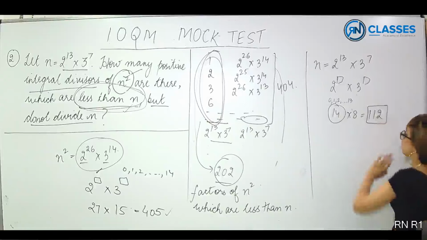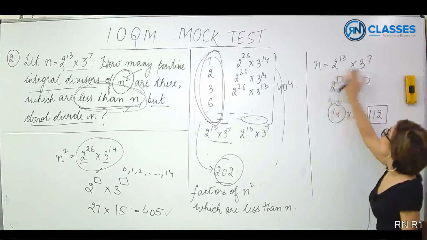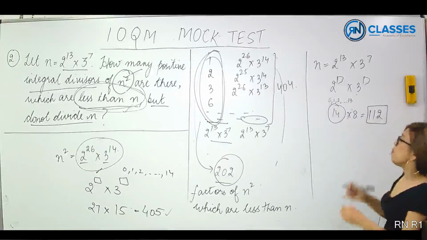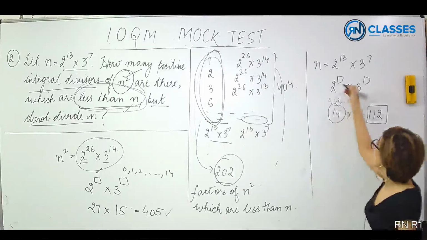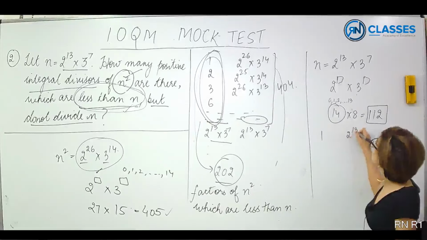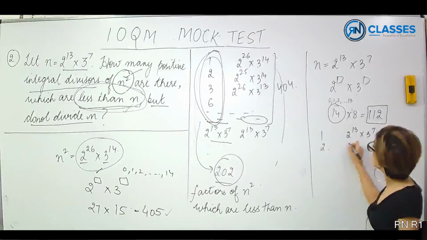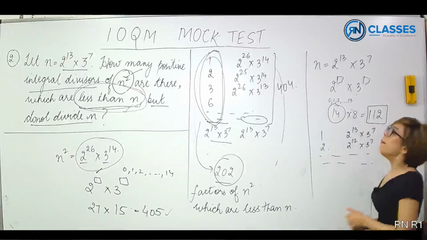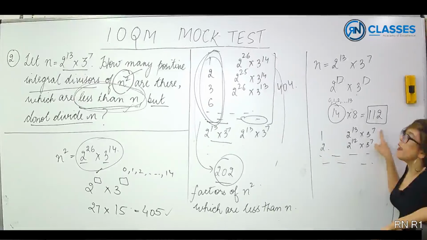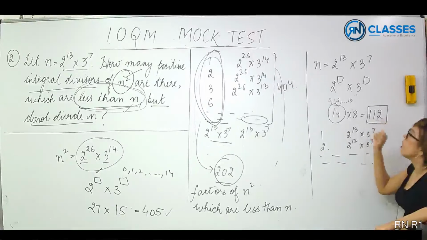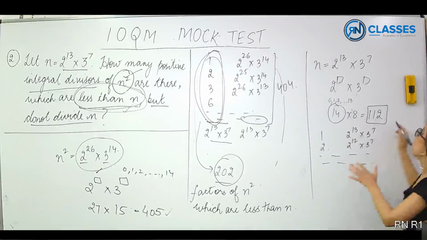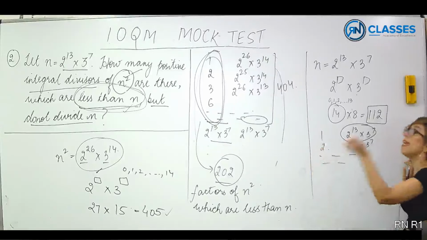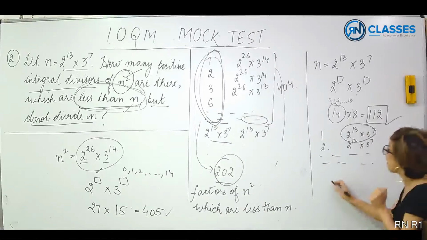Mind it, this is not a perfect square. So if I am writing the factors, it would be something like 1, then 2 raised to the power 13 into 3 raised to the power 7, then 2, then 2 raised to the power 12 into 3 raised to the power 7, and so on. But mind it, how many factors are there which are less than n? Let me count those. Obviously, just one factor would be equal to n, the rest of the factors would be less than n. So that means I would have 111.